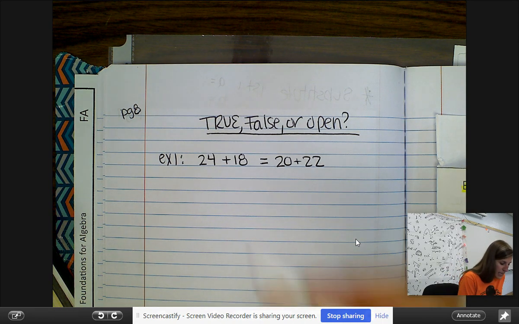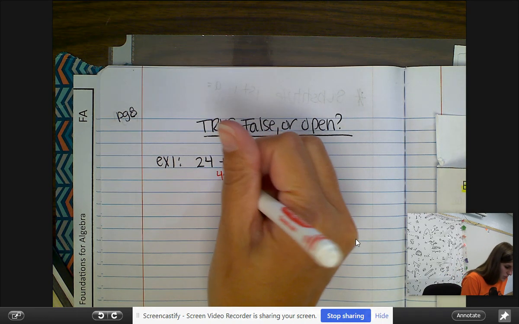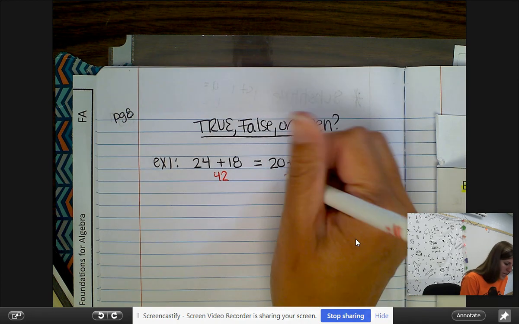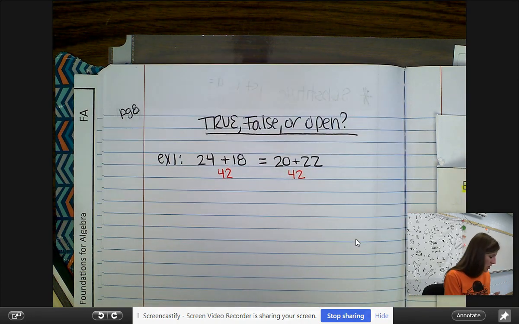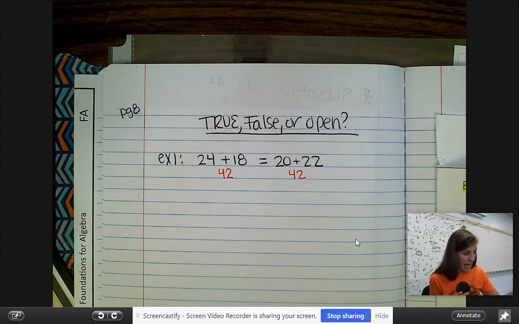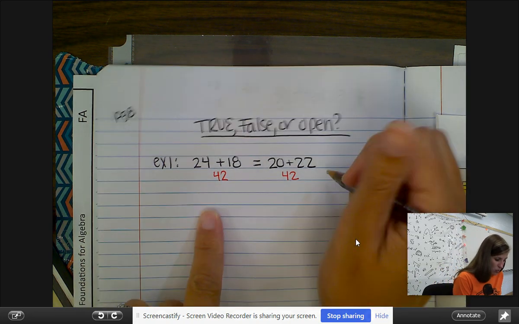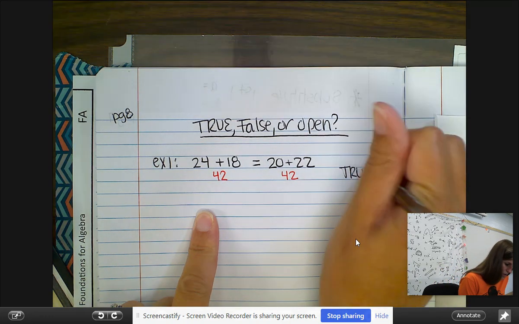24 plus 18 is 42. And over here, 20 plus 22 is 42. And so both sides are the same, which means it's not open. Like I know what both sides are. And they're the same, so true would be my answer here.